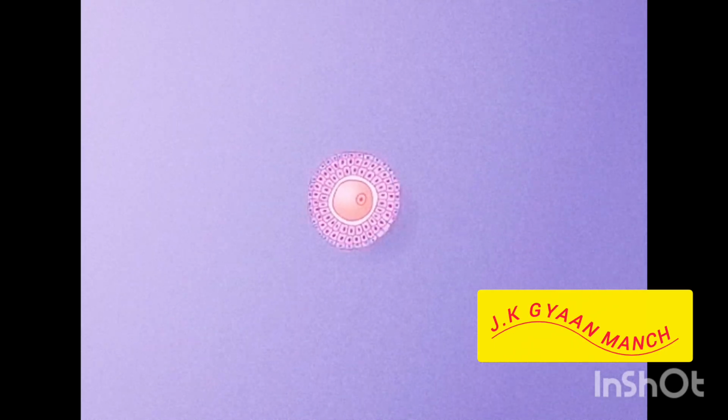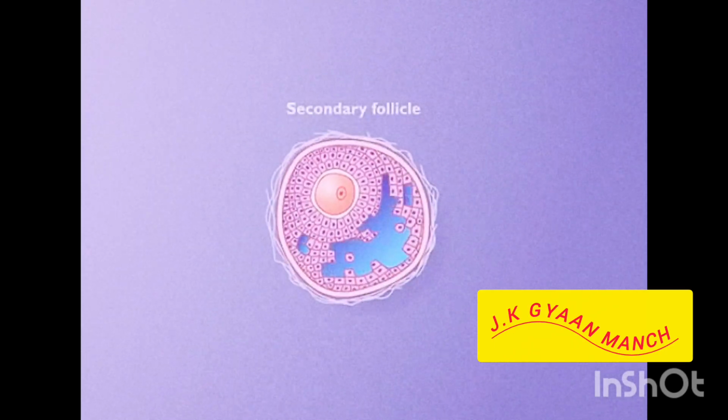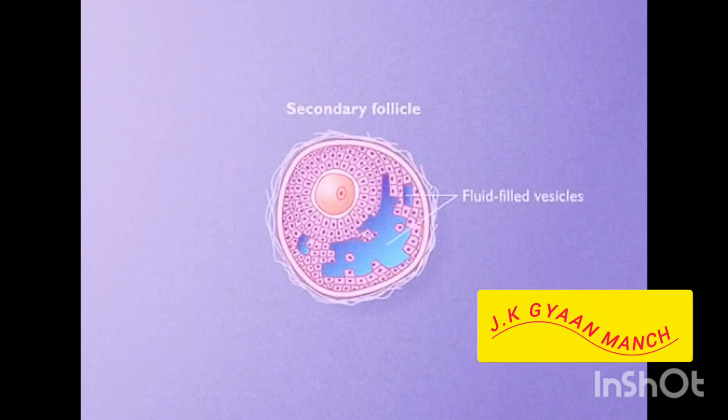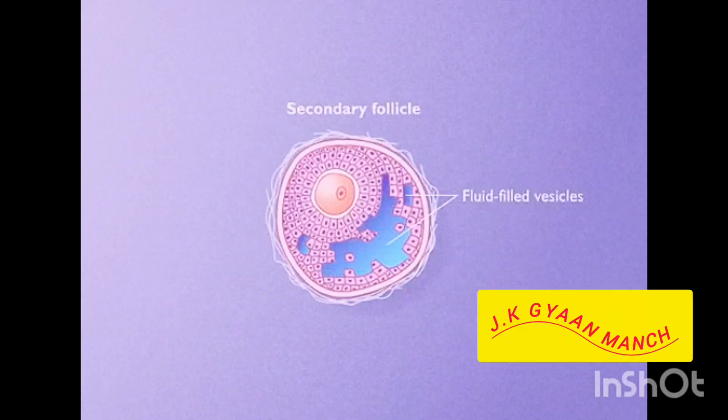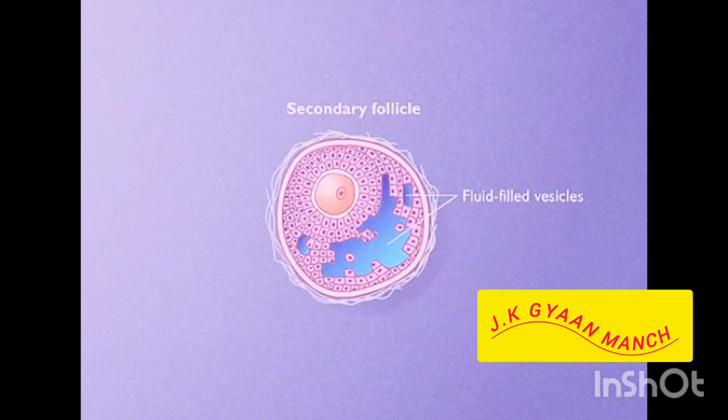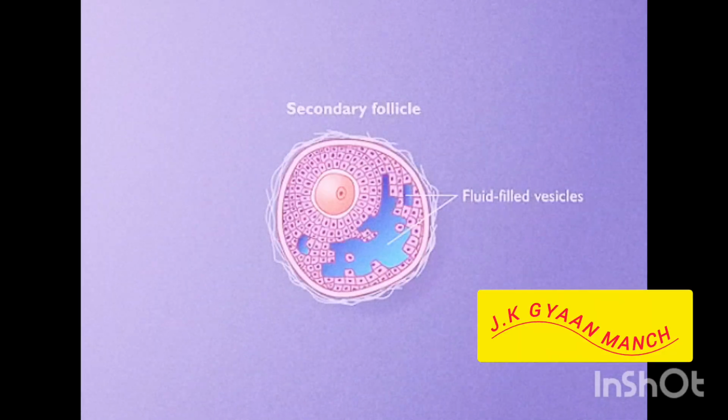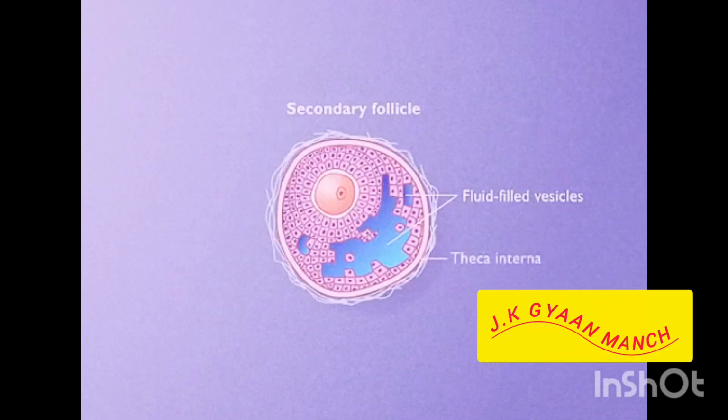The structure is called a secondary follicle when fluid-filled vesicles develop among the granulosa cells and a well-developed capsule, or theca, becomes apparent around the granulosa cells. The theca possesses internal and external layers.